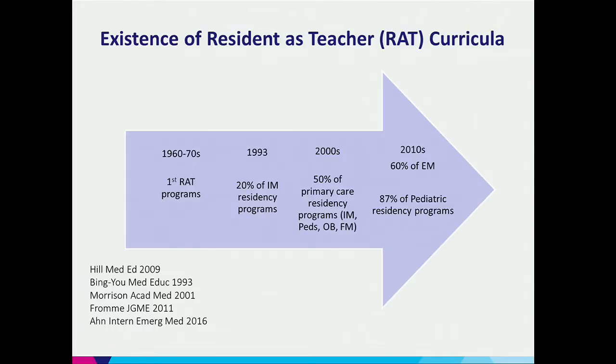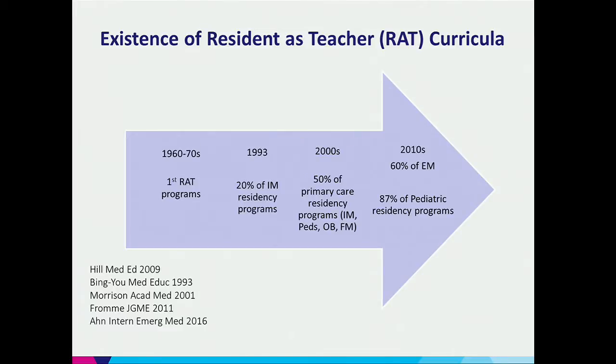So in terms of the evolution of resident as teacher curricula in the literature, the first resident as teacher programs that do it effectively call it RAT. Other people find that weird, but we call it RAT. It was first described in the 60s and 70s, and it really gained momentum in the 80s and 90s.